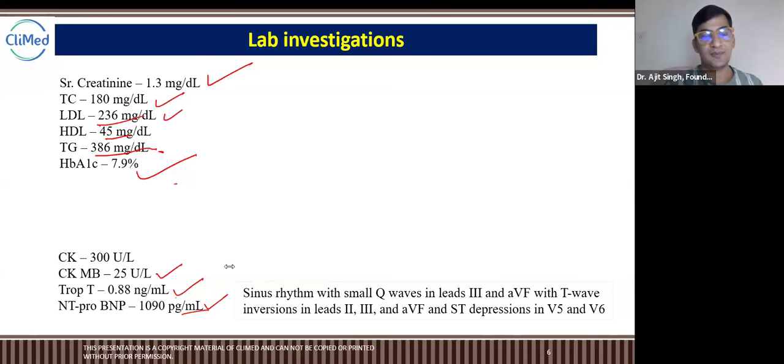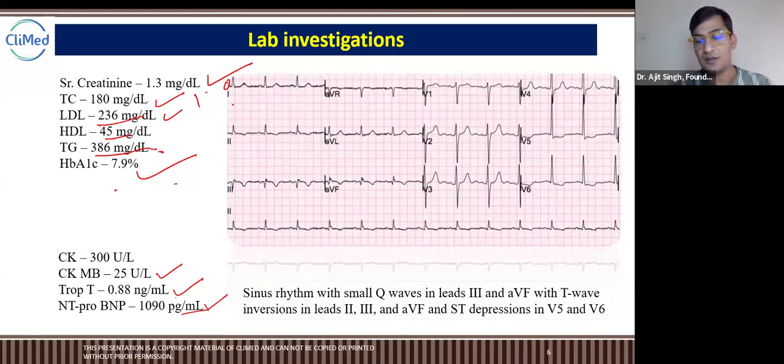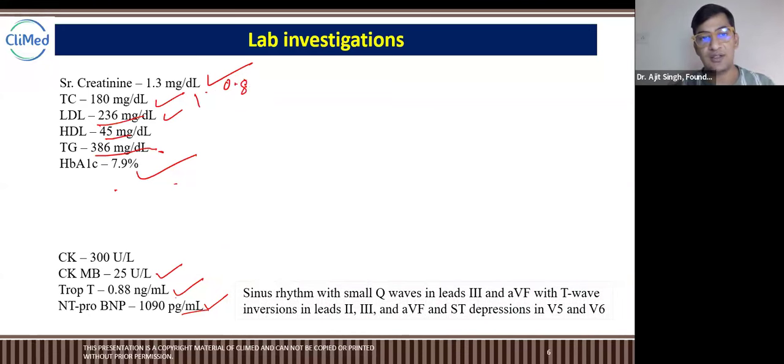Normal? 1.3 is normal. Okay, it's at the higher side. It's borderline. What is the normal limit then? Till 0.9? Are you sure? Normal creatinine levels are 0.6 to 1.2 mg per dL.